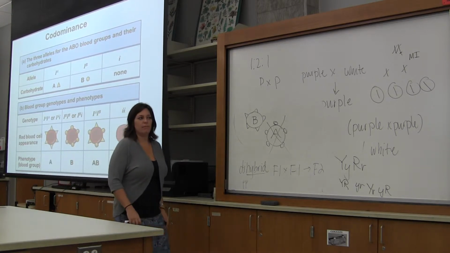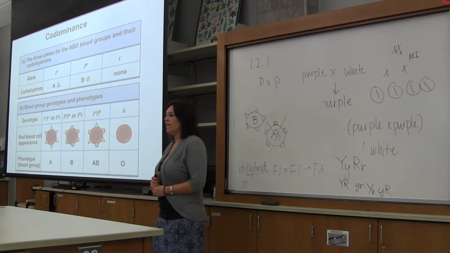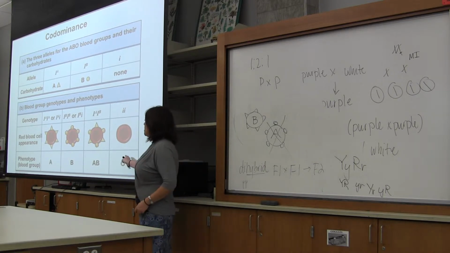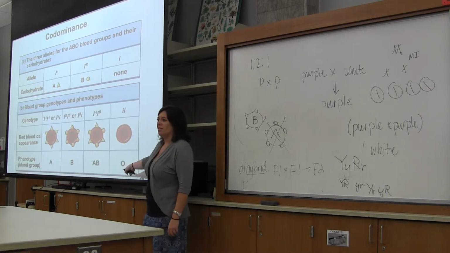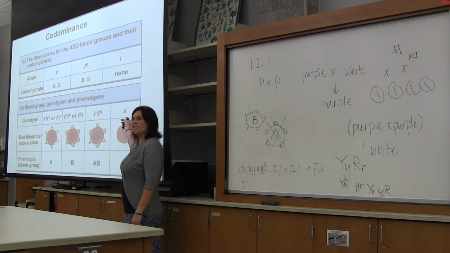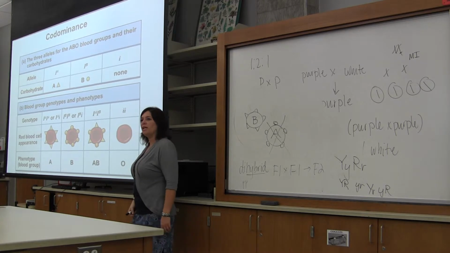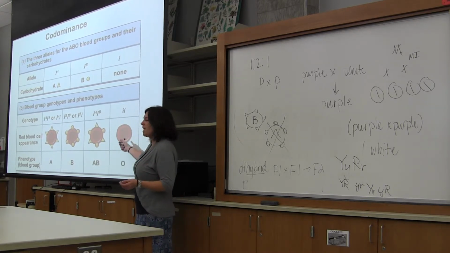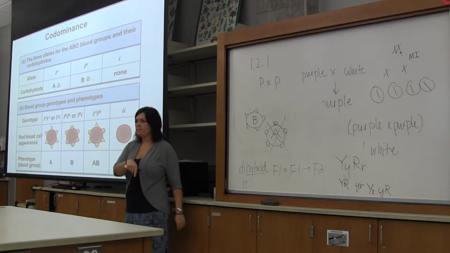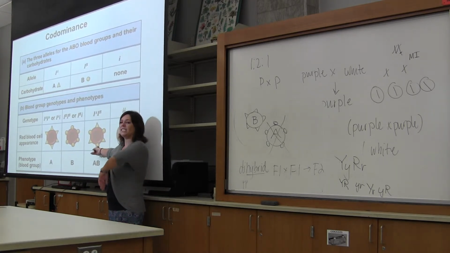So O can be given to any of them, but the other three can't be given to O, right? Right, you can't give anything to O. Because if your immune system isn't used to seeing any carbohydrates, so if you now introduce an A or a B, your immune system's going to freak out and attack the cell. Okay. So O is going to be the universal donor, AB is going to be the universal acceptor.